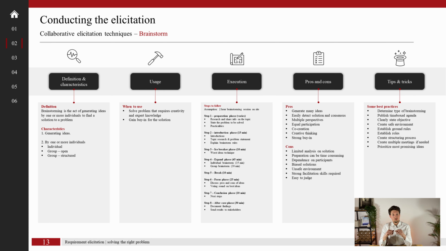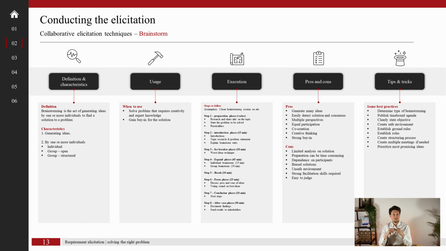Moving on now to when you should use a brainstorming session. Personally, I would use brainstorming sessions for the following reasons. The first one would be if I need to solve a problem that requires creativity and out-of-the-box thinking. And the second one would be to gain more buy-in. So you can imagine that an idea that came from a group of people is usually more credible and has more weight than if it came from an individual person.